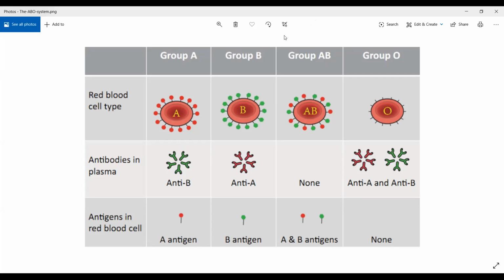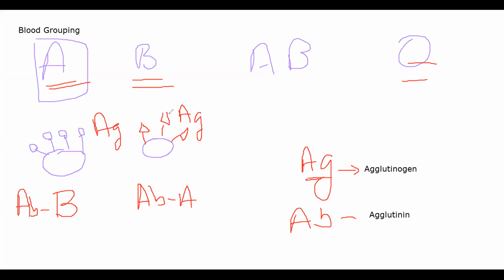All right. Now there is another factor called rhesus factor. We'll start discussing rhesus factor and cross matching in the next class. I don't have enough time, so I hope you understood.